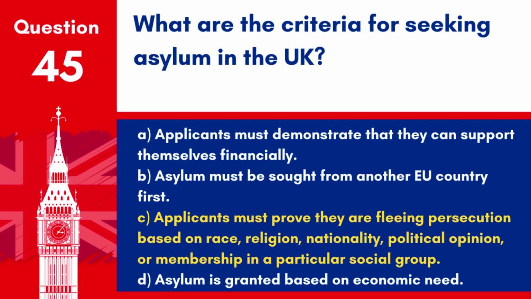Answer. C. Applicants must prove they are fleeing persecution based on race, religion, nationality, political opinion, or membership in a particular social group. To seek asylum in the UK, individuals must demonstrate that they are fleeing persecution and that they cannot or are unwilling to avail themselves of the protection of their home country.